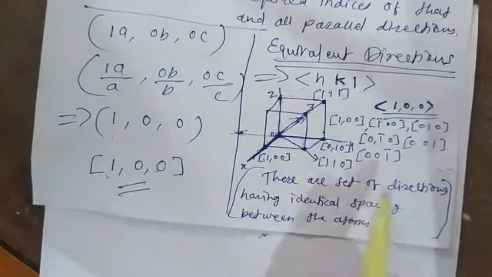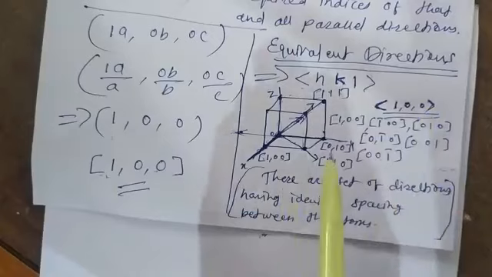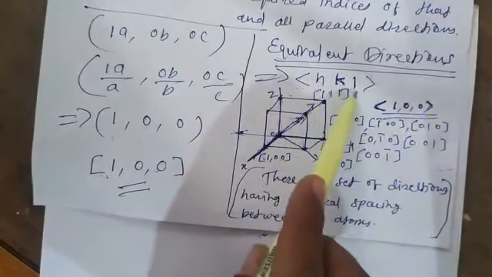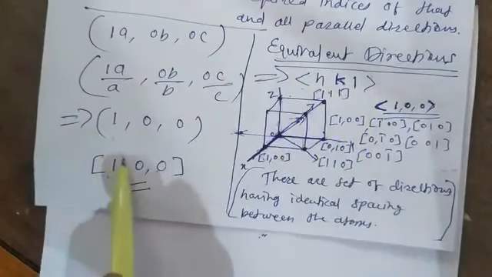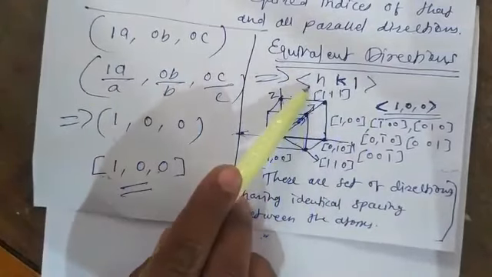This family of directions is represented by the angle bracket, like this. These are the parameters which are represented inside the angle bracket. Therefore, this represents the family of direction.